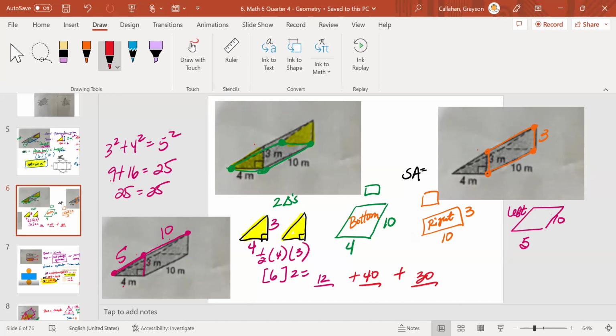And then this tilted left side, right? 5 times 10 is 50. So then when you add everything together, where's your calculator? Or you could do it in your head. 132 meters squared.